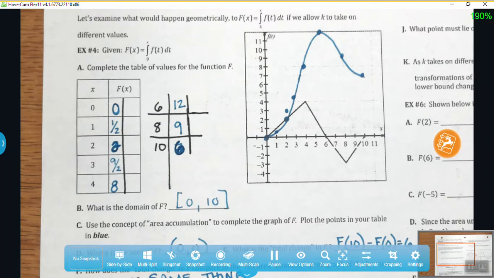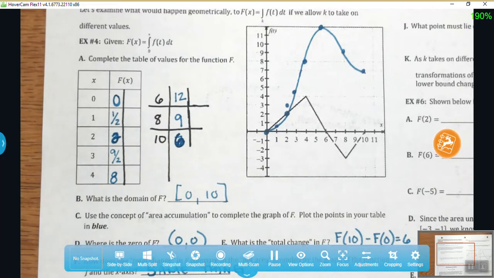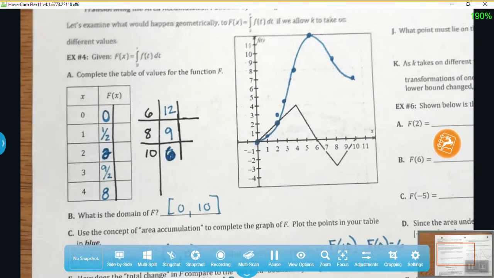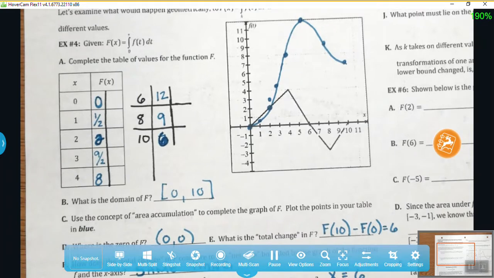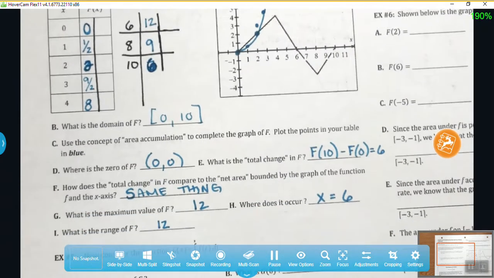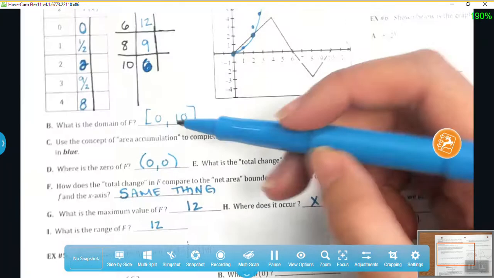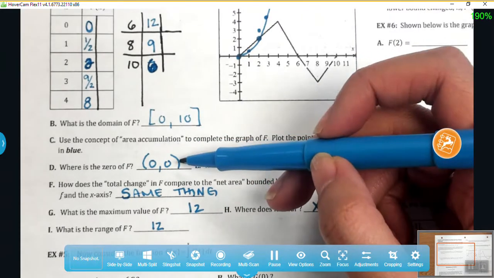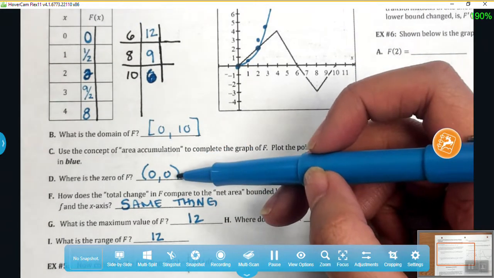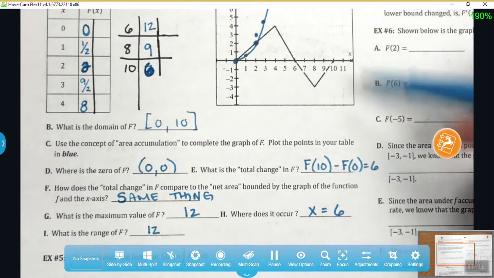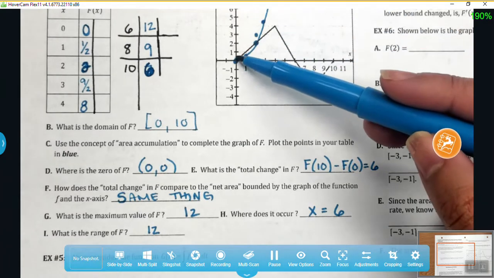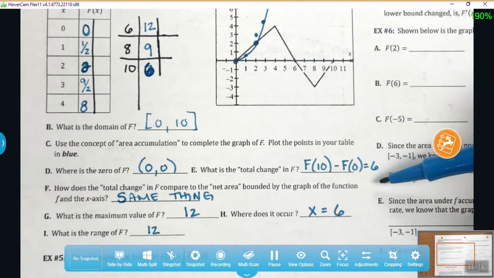Did you finish the first part? Yeah. Does your graph look like that? Yeah. And then your domain would be 0 to 10. Your 0 is at (0, 0). Your total change is f of 10 minus f of 0, which is 6.